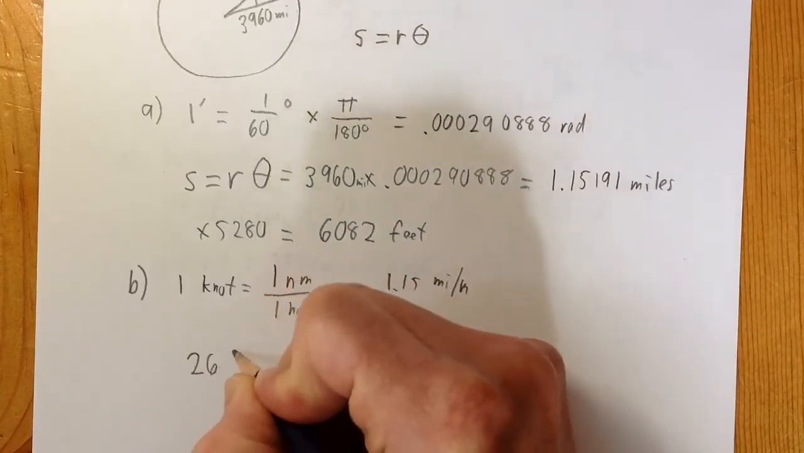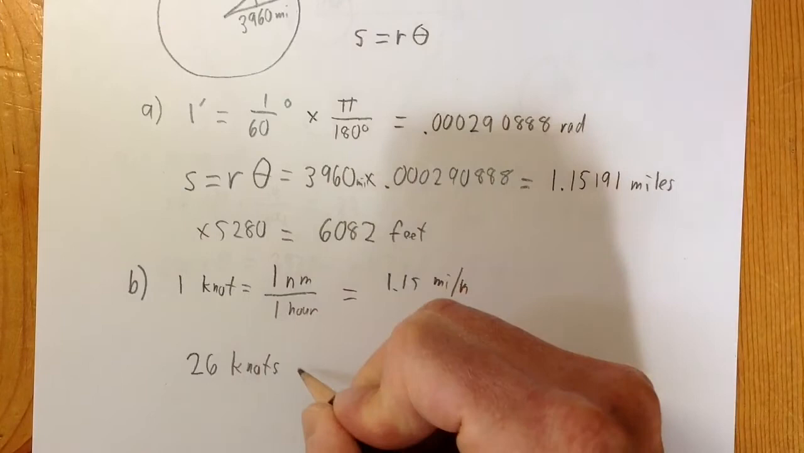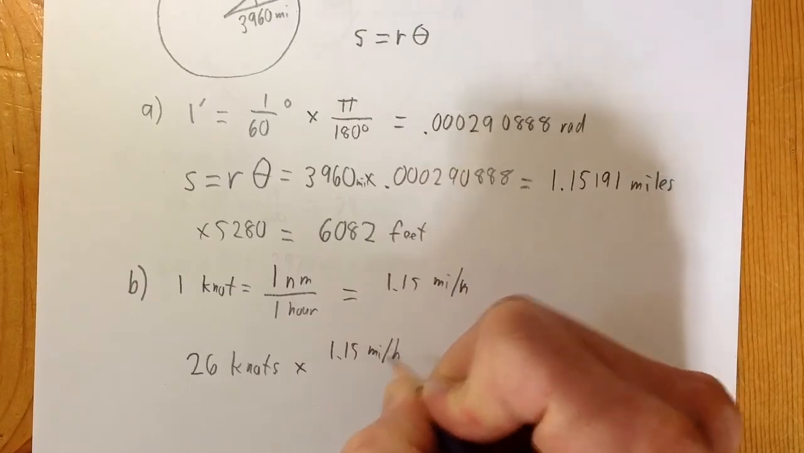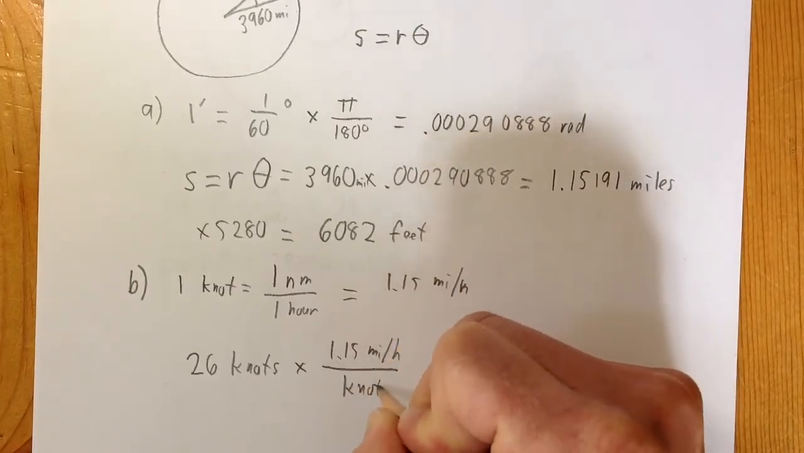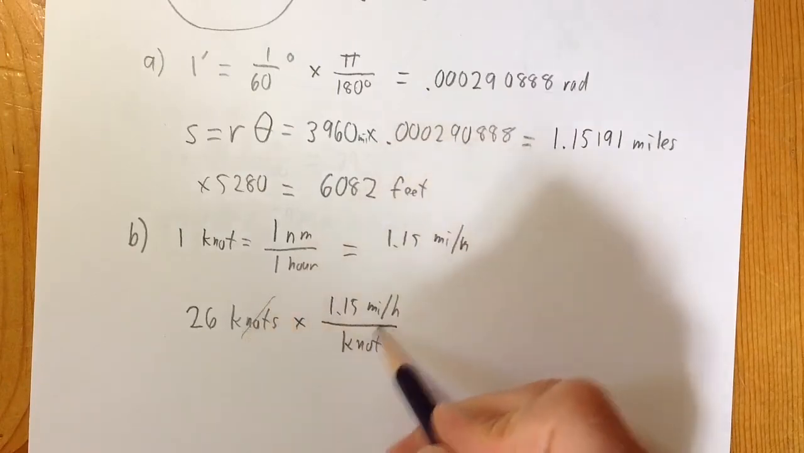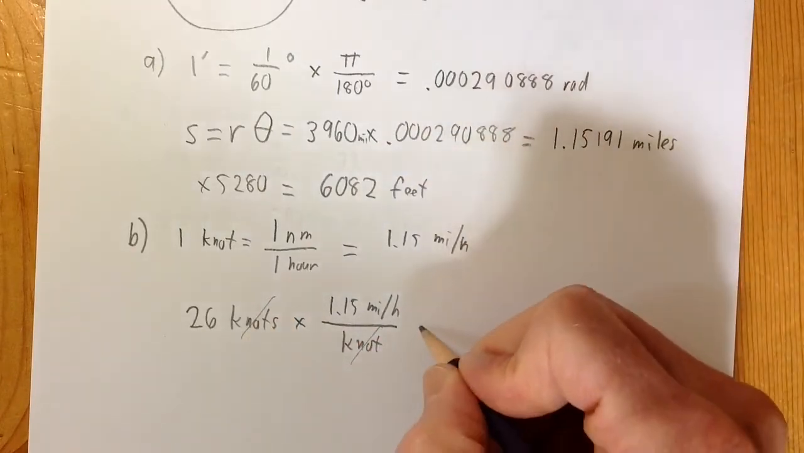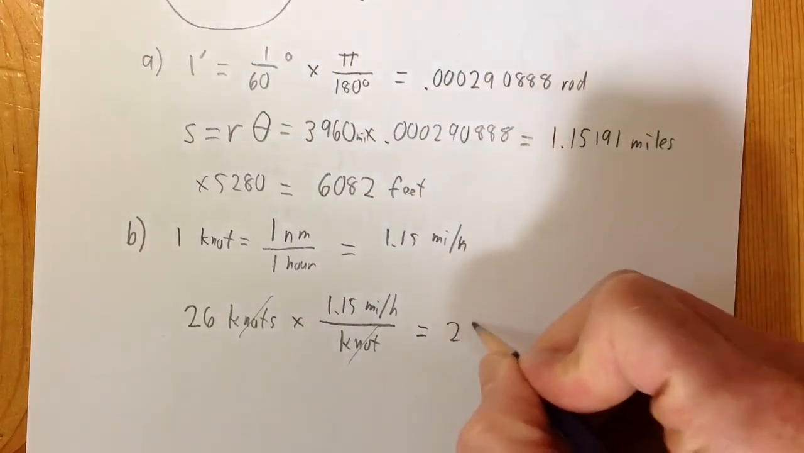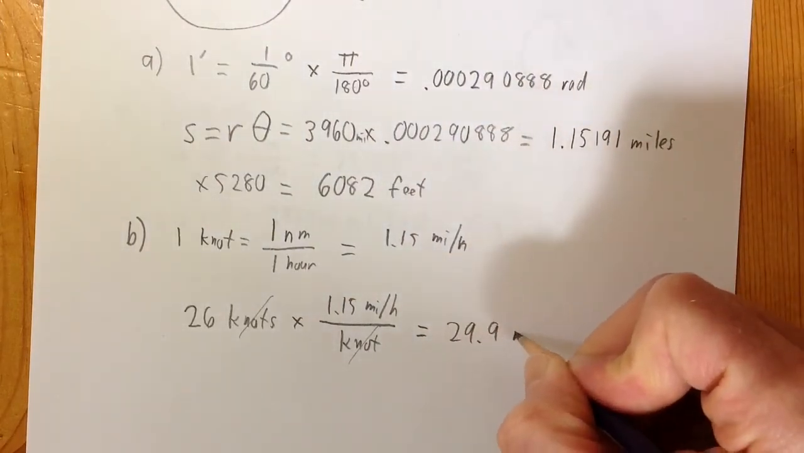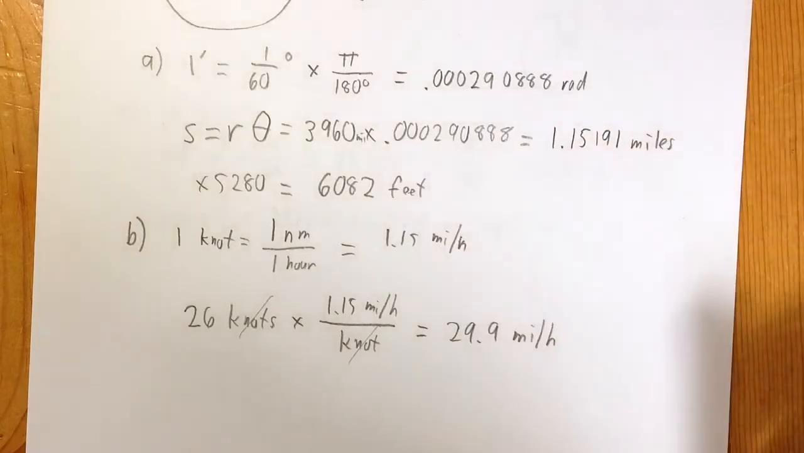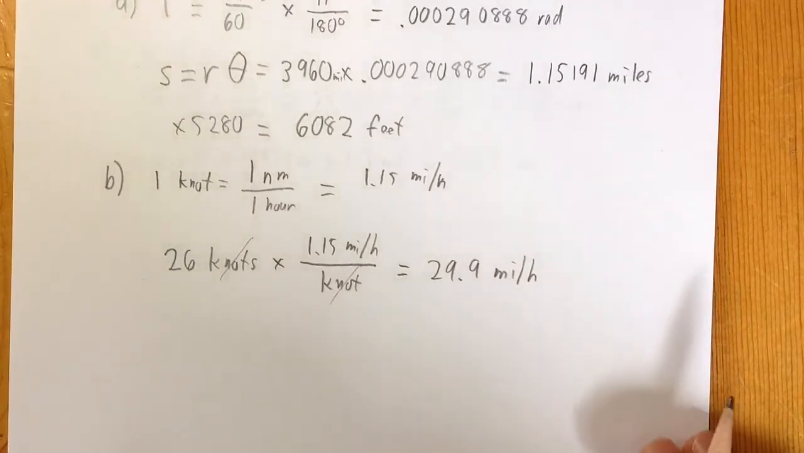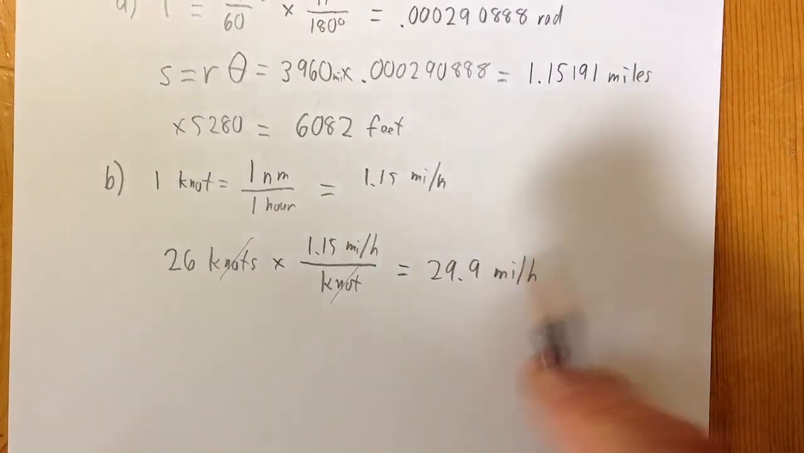So 26 knots times, the way you'd write that is 1.15 miles per hour per knot. That's the same thing as a knot. Knots cancel, so we know we did it right. We get miles per hour. You just multiply that and you get whatever that is. Okay, I'll just do it. 26 times 1.15 is 29.9 miles per hour, mph, however you want to write. Again, I always do miles with mi, just so you know it's not meters, because it gets kind of confusing. And it's too much work to write out miles all the time.